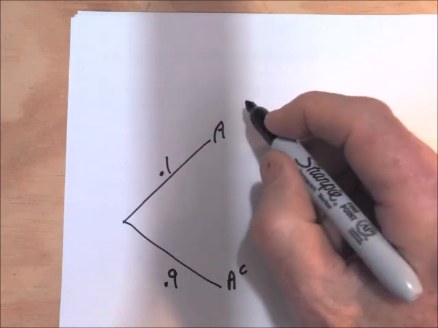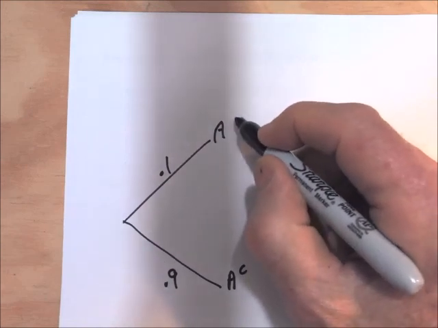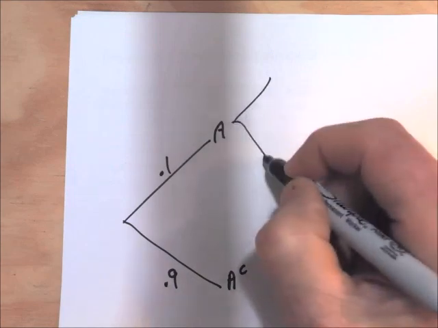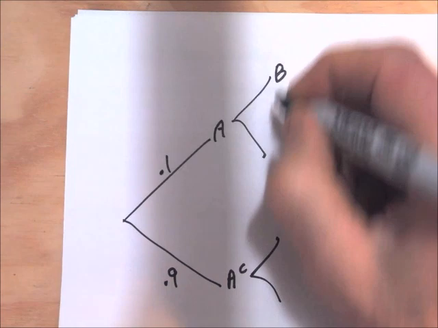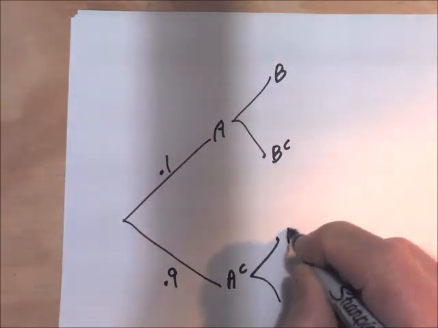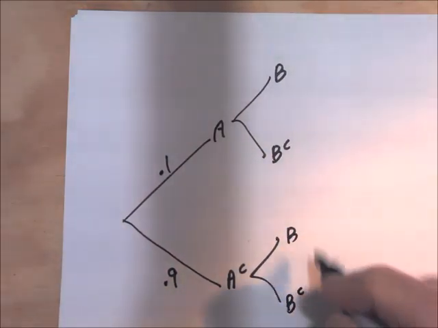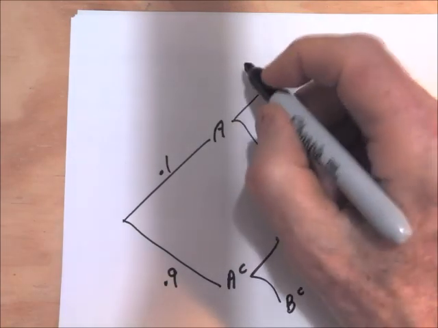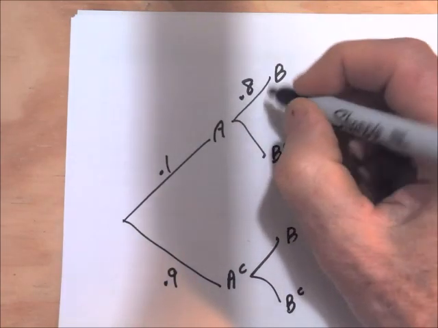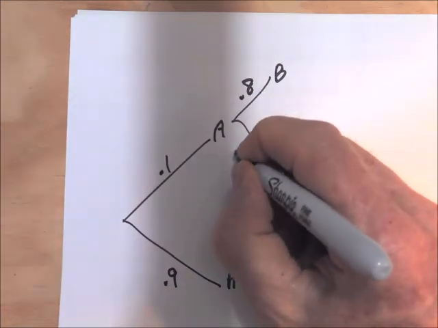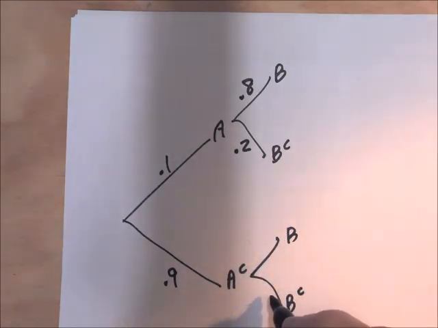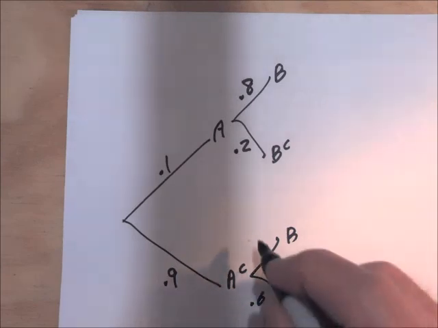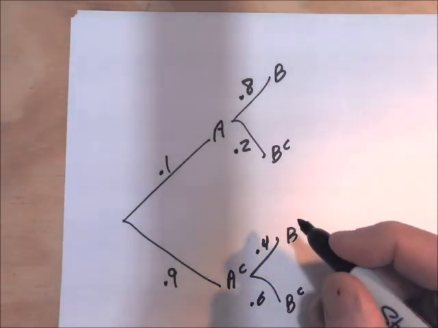So, and then we're given conditional probabilities. Either B is true or B complement is true. So we're given the probability of B if A, that's 0.8, and that means the probability of B complement if A is going to be 0.2. That's 1 minus 0.8 is 0.2. We're also given the probability of B complement if A complement is 0.6, and then if you subtract from 1 we get 0.4.